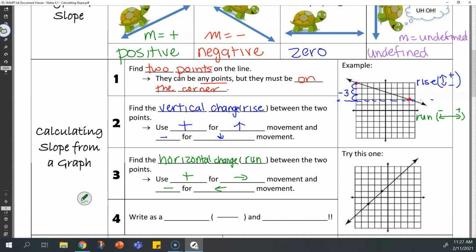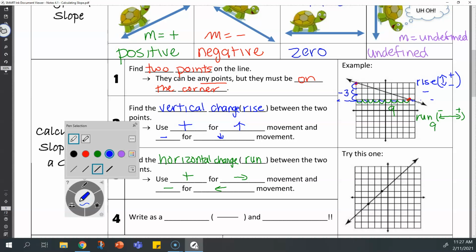From my place right here where I finished calculating my rise, I'm going to go 1, 2, 3, 4, 5, 6, 7, 8, 9 spaces until I get to my next point. So my run here is going to be 9. We found that the rise was -3.